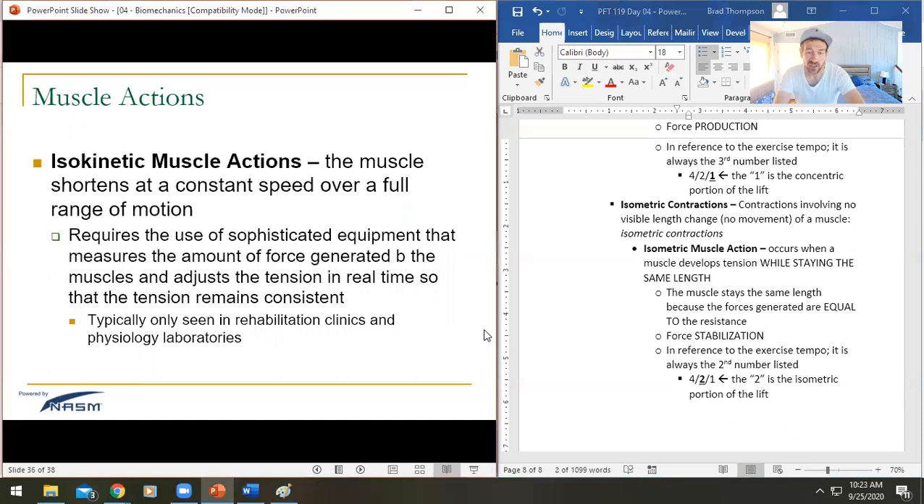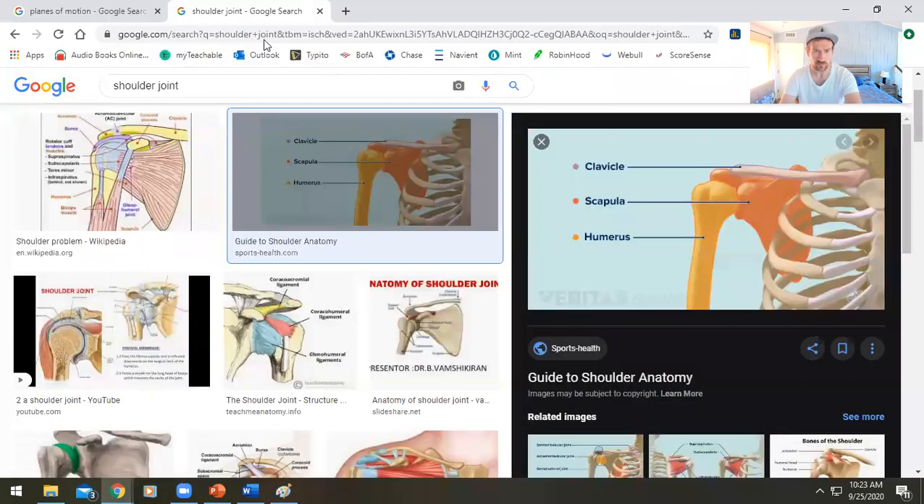So there are some special terms here, but I didn't put them in your notes. There are isokinetic muscle actions. That is where your muscle is contracting at a very set speed. So this usually uses a very specific piece of equipment. You'll see these interesting machines. I'll pull up a picture here.